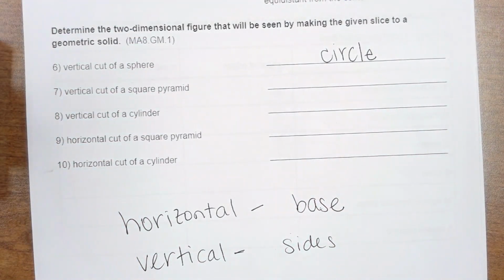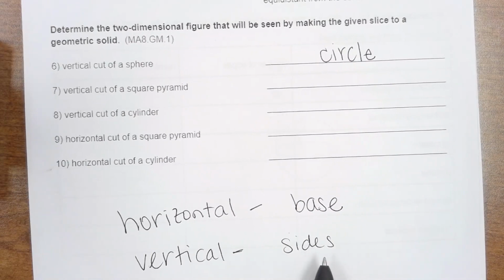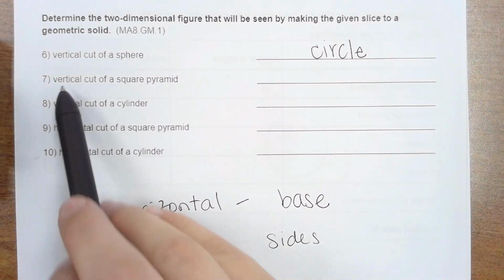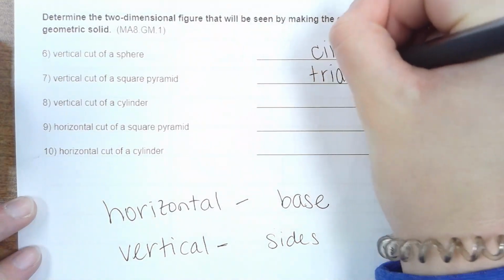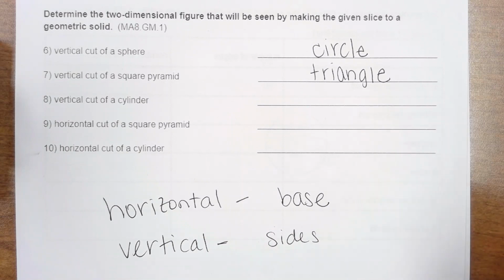Vertical cut of a square pyramid. So again, vertical, you need to think of whatever the sides are. As we know on pyramids, our sides have triangular faces. So if you were to cut a square pyramid vertically, you will get a triangle. Vertical cut of a cylinder. So again, thinking about our sides, our cylinder does not have faces as sides because it is curved. However, when you do cut it vertically, it will give you a rectangle.